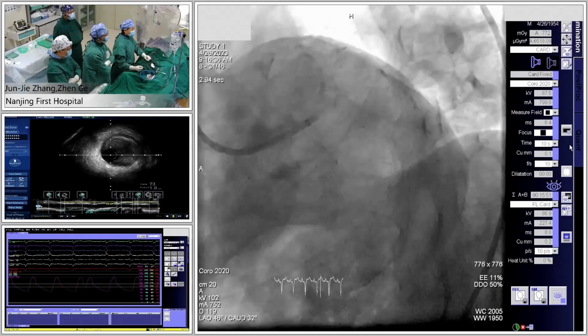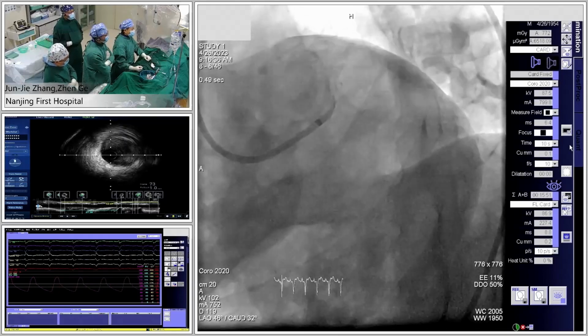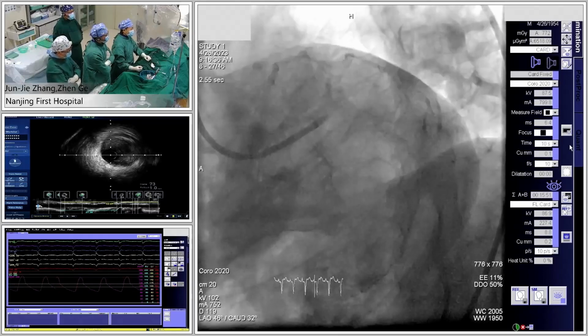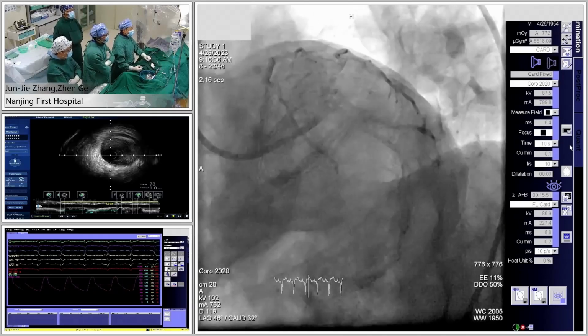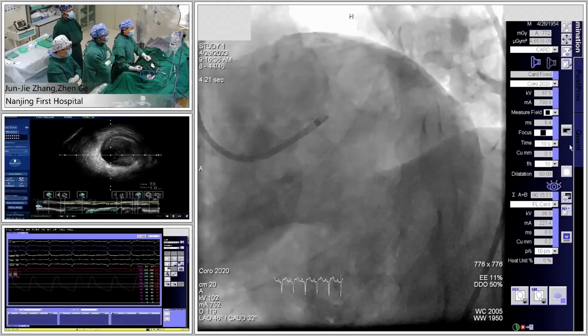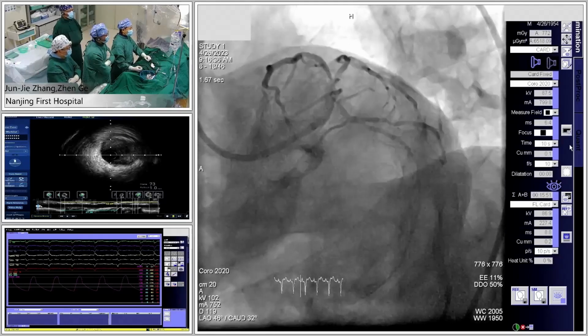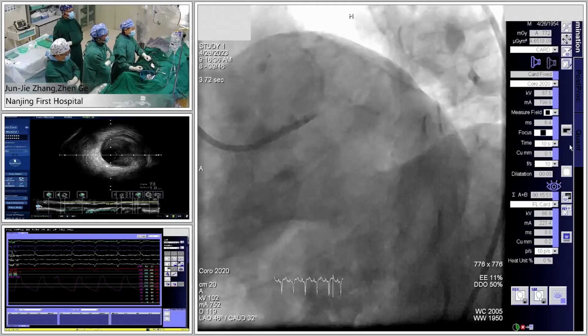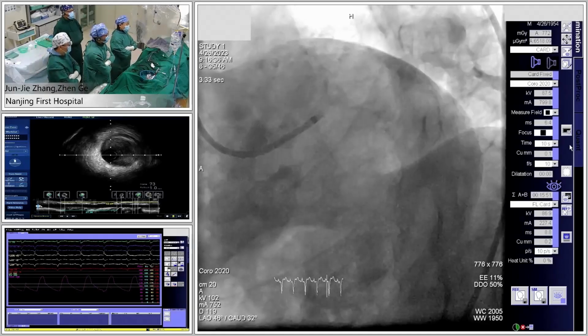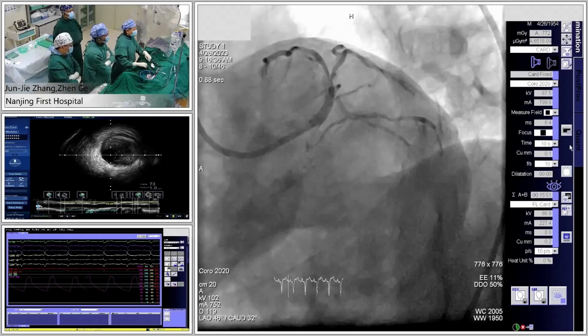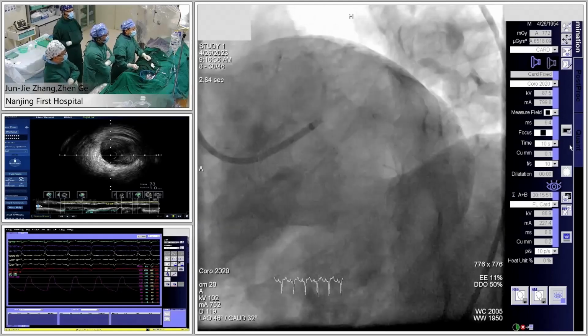We can see that the LAD and the diagonal form a complex bifurcation lesion according to the definition criteria. Also, diagonal one is a very, very big vessel. It's a very important vessel. So I want to initially do the two-stent technique, especially the DK crush technique.